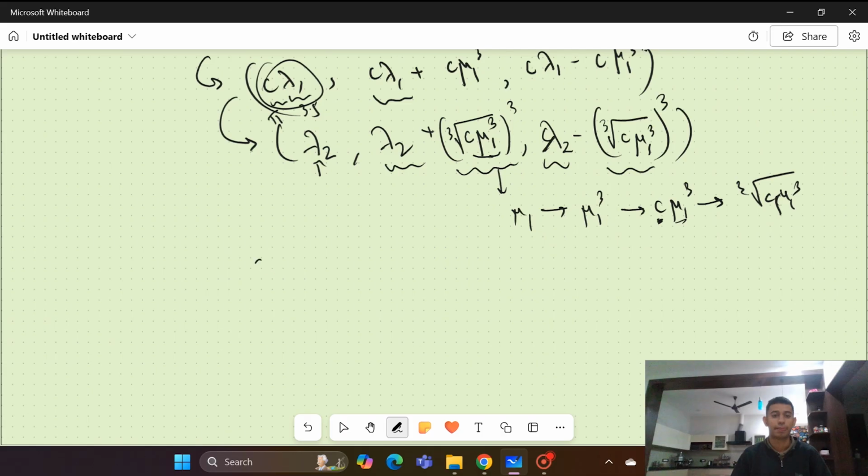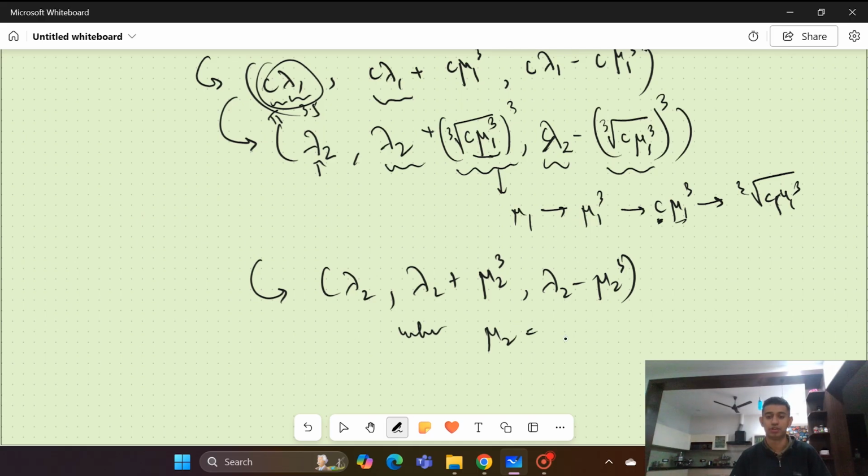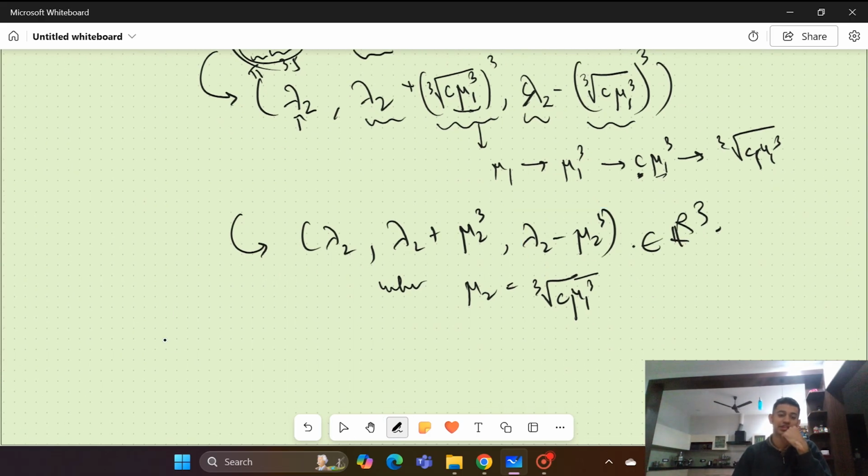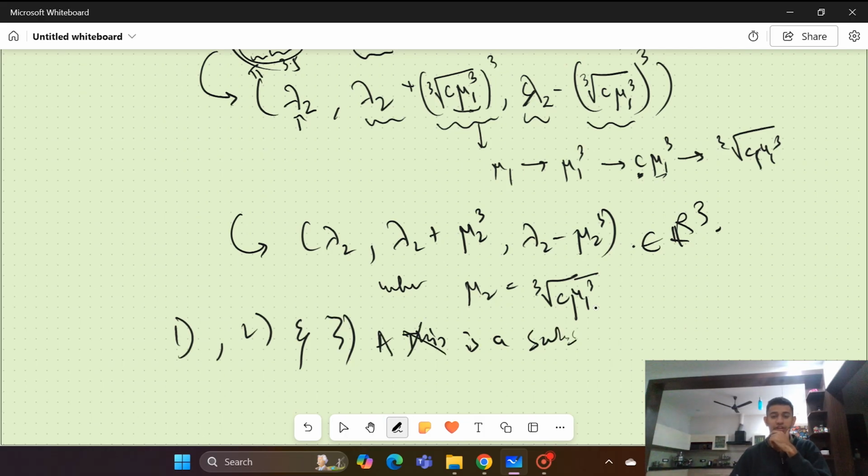And so we can say that this can be rewritten as something like lambda 2 plus mu 2 cube and lambda 2 minus mu 2 cube, where mu 2 is equal to the cube root of c mu 1 cube. This is again an element of the real number set, and therefore, since we've satisfied properties 1, 2 and 3, A is a subspace of R cube.